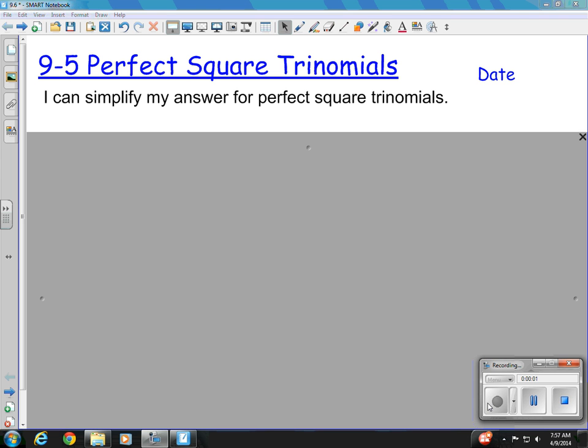Welcome to video lesson 9.5. This is where we're going to look at perfect square trinomials. Go ahead and put today's date in the top right hand corner. And our target for today is that I can simplify my answer for perfect square trinomials.